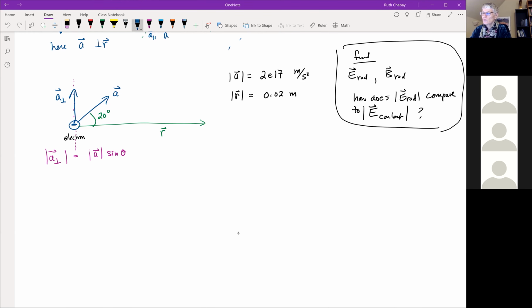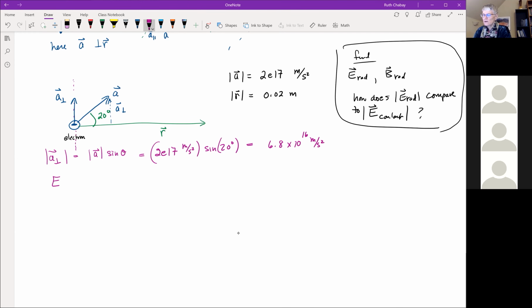So, oh, that is the right angle. Okay, so indeed, this is going to be a perpendicular. I drew it a little too big here. And so that's going to be 2 times 10 to the 17th meters per second squared times the sine of 20 degrees. If you're using GlowScript, remember to convert to radians. And so that's going to be 6.8 times 10 to the 16 meters per second squared.